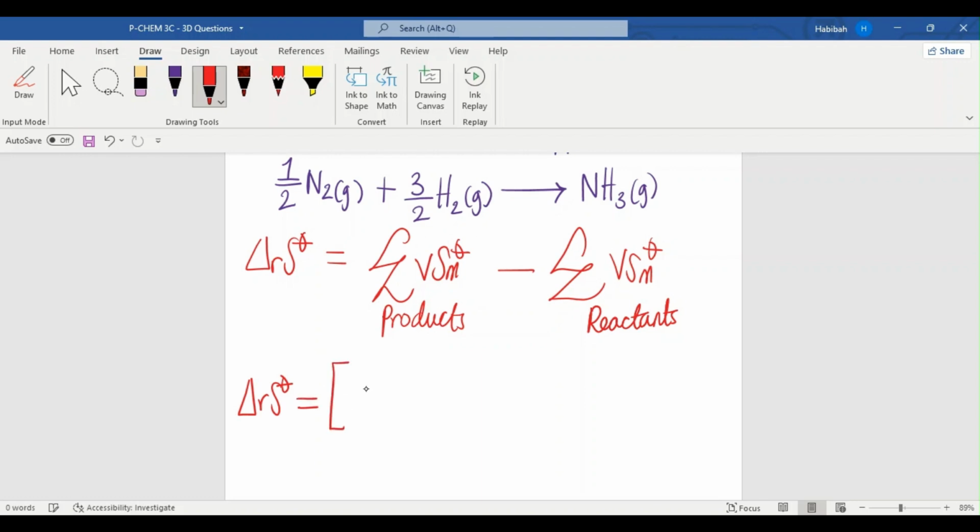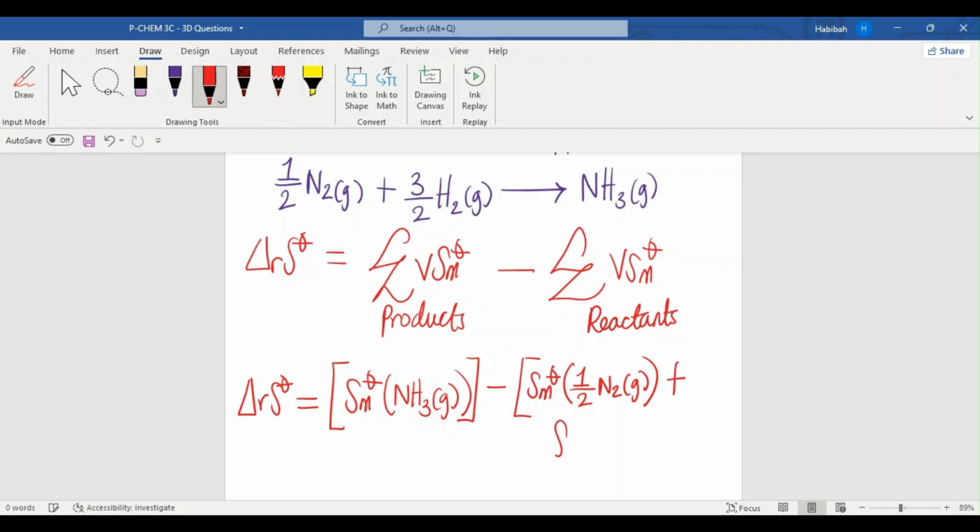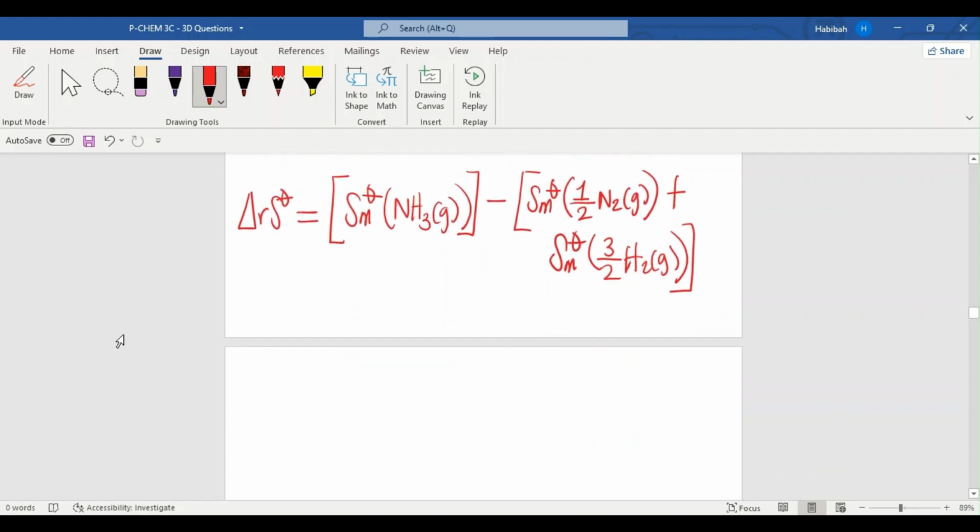We have the molar entropy of the product, which we know to be NH3 gas, minus the molar entropy of our reactants. The first reactant is N2, so the molar entropy of half N2 gas, because we're applying it to this particular equation, plus the molar entropy of the second reactant, which is 3/2 H2 gas. So the next thing you're going to do is rearrange this in such a way that makes our work neater and easier to understand.